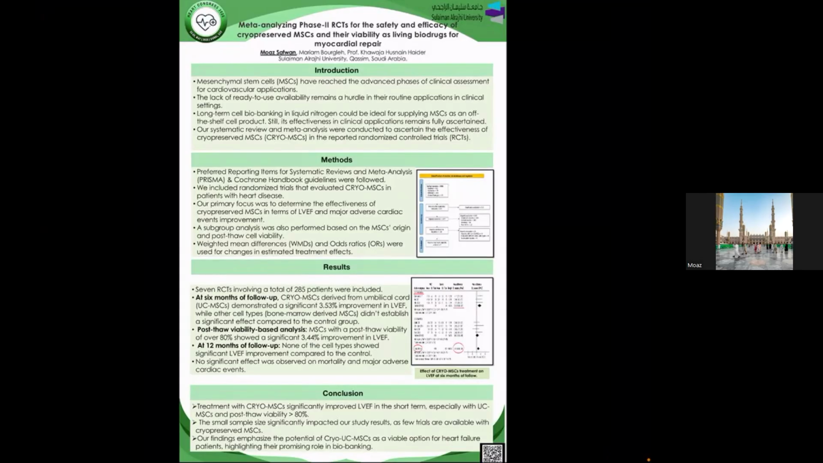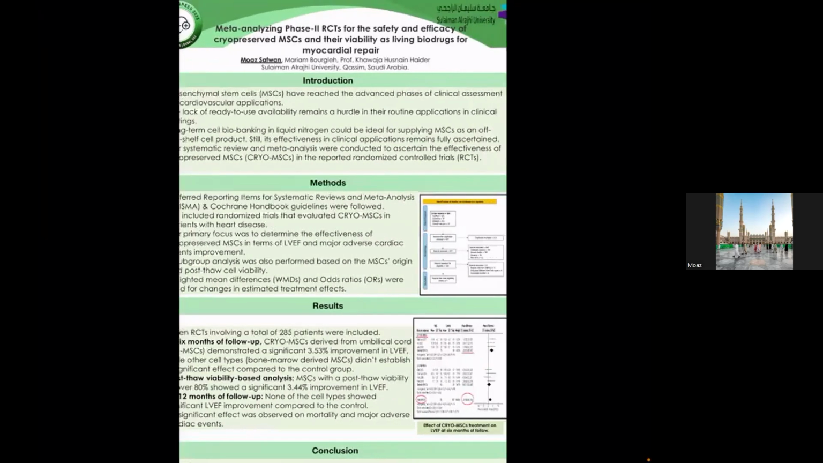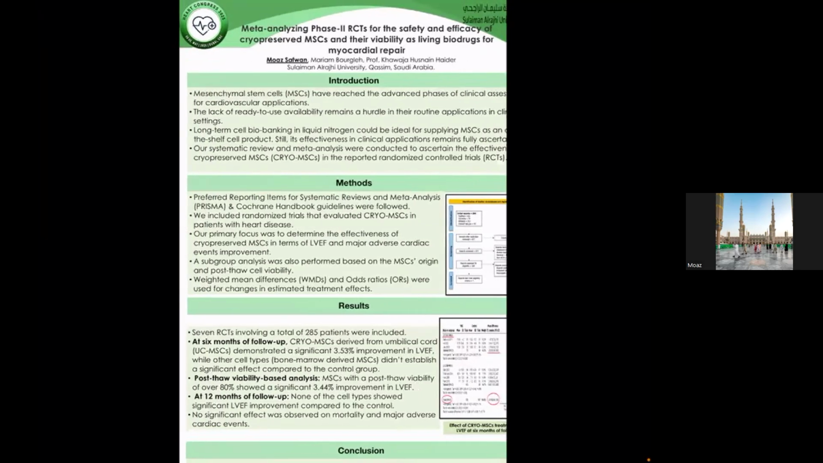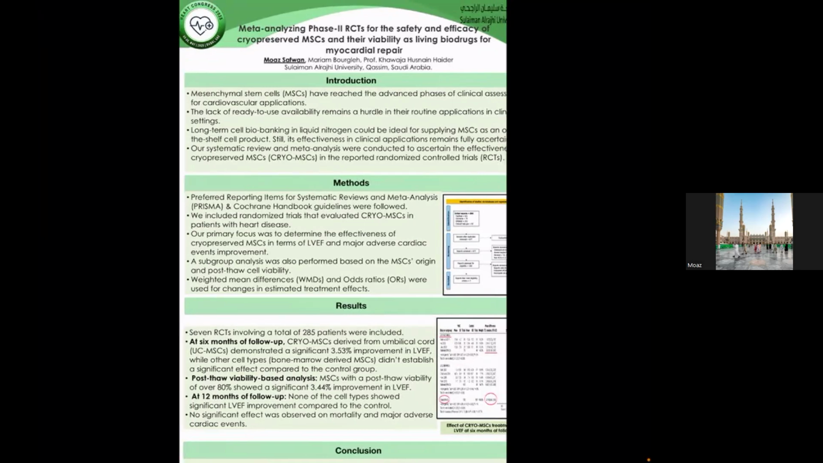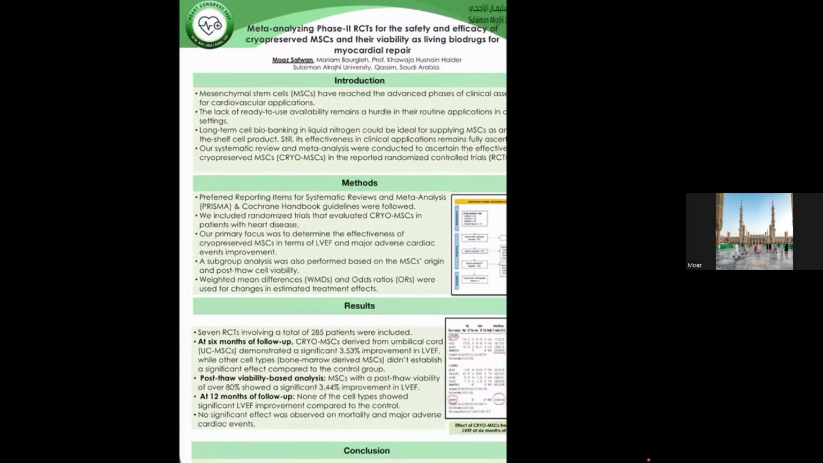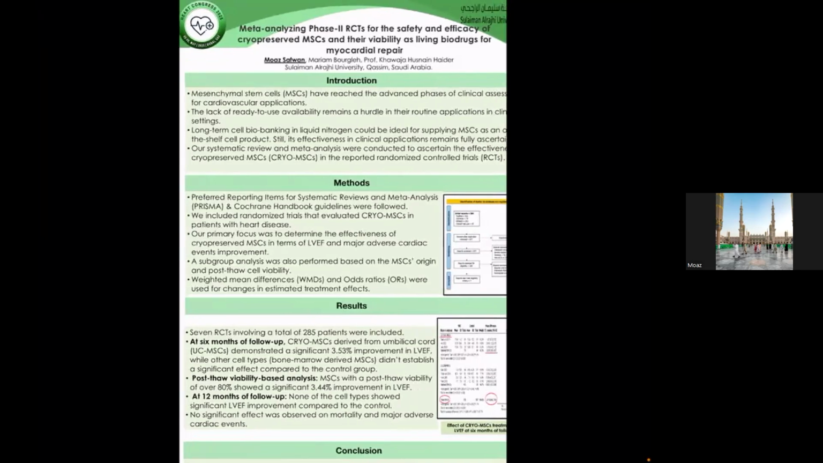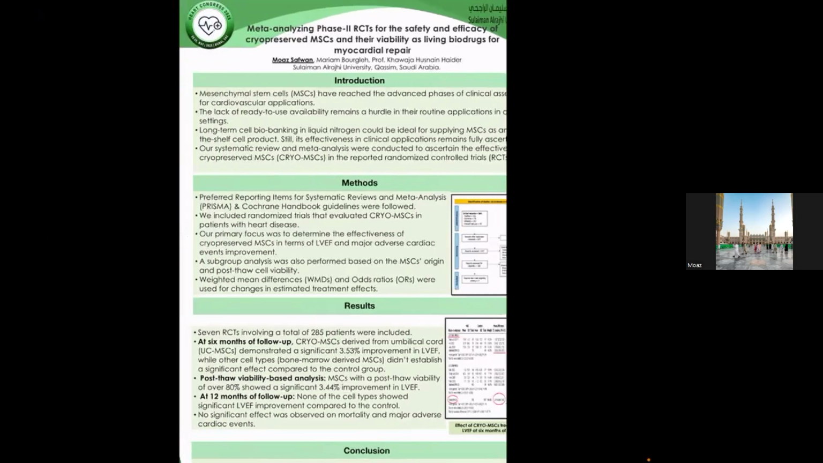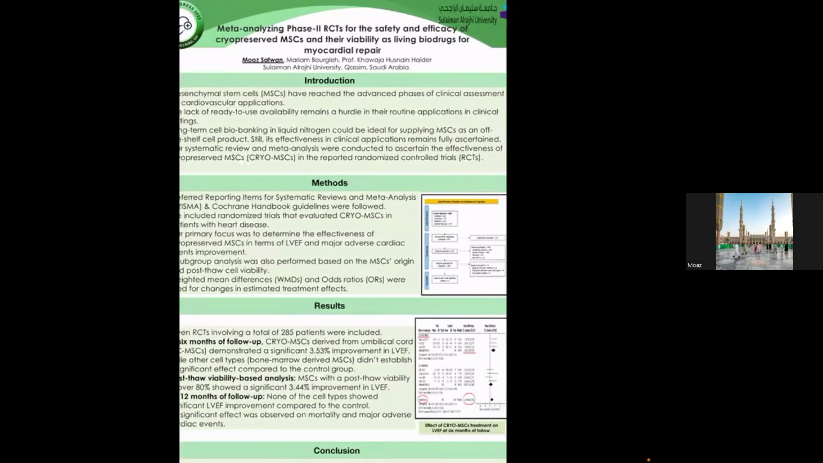Efficacy of cryopreserved mesenchymal stem cells and their viability as living biodrugs for myocardial repair. To start with, mesenchymal stem cells have reached the advanced phases of clinical assessment for cardiovascular applications. However, the lack of ready-to-use availability remains a hurdle in their routine application in clinical settings. Long-term cell biobanking in liquid nitrogen could be an ideal solution for supplying mesenchymal stem cells as an off-the-shelf cell product. Still, its effectiveness in clinical applications remains fully uncertain.